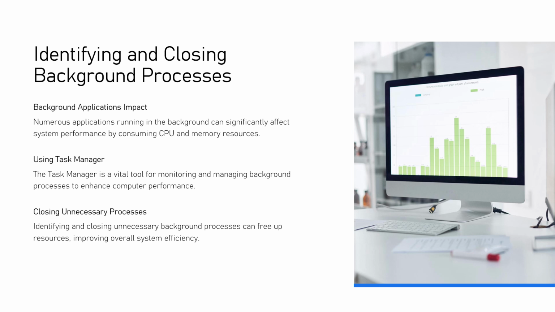Many applications run in the background, consuming valuable resources. To improve performance, use the Task Manager. You open Task Manager by pressing Control, Alt, Delete all at the same time. The Task Manager comes up, and then you use it to identify the processes and close unnecessary ones to free up CPU and memory.